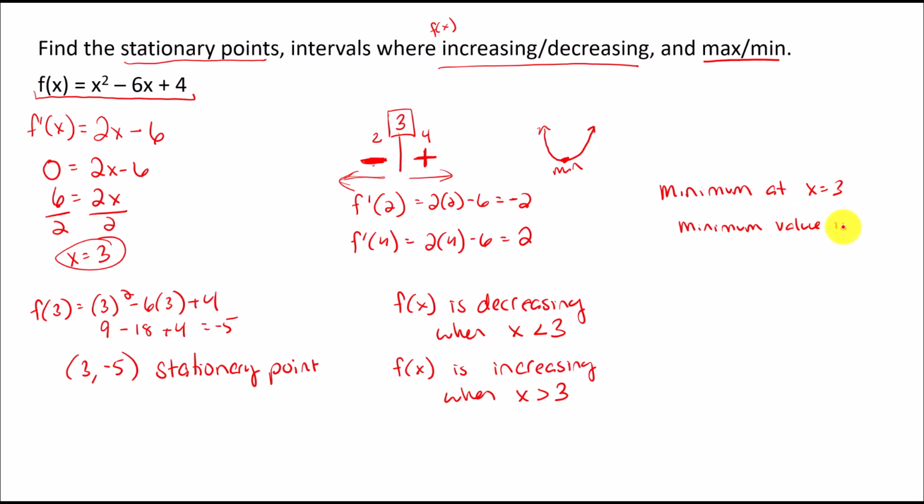Okay, now if we wanted to know the minimum value at 3, it is the y value that went with 3, which was this -5. Most of the time you're just asked for the location of the minimum, which is at x equals 3. But if you were asked for the minimum value, it would be the y value that goes with that, okay? So that's everything we're going to learn. We're just going to do a few more examples.